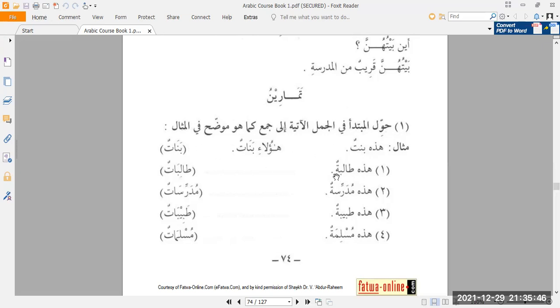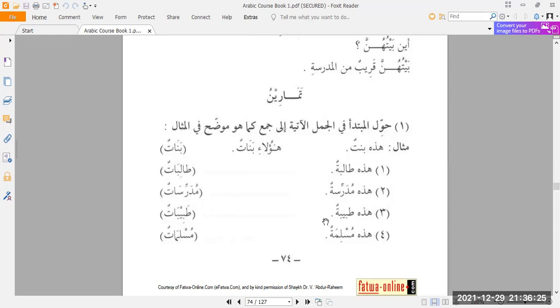So هذه طالبة, you want to say هؤلاء طالبات. Don't say هذه طالبات, because obviously you're talking about plural female students, so you have to use the directive pronoun which corresponds to the number. So طالبات is plural, طالبة was singular, hence هذه is singular. So here in this case, هؤلاء طالبات, these are female students. هذه مدرسة, this is a female teacher. هؤلاء مدرسات, these are female teachers.